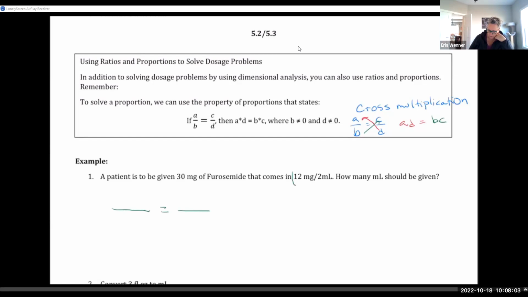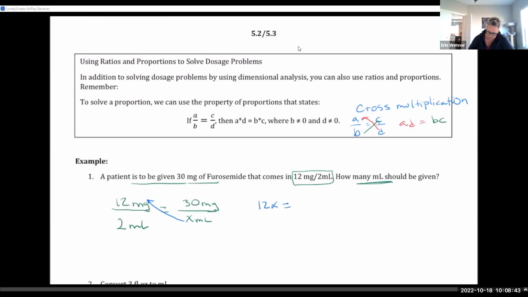So the conversion we already know is 12 milligrams per 2 milliliters. That's what we're going to start with on the left. Then on the right, we're going to put in the information that we're given about the dose. The patient is to be given 30 milligrams. Again, since we put milligrams on the top, we want to put milligrams on the top on the right-hand side. We don't know how many milliliters, so we're going to say X number of milliliters. And then we would be able to multiply here. What that's going to look like is we're going to take X times 12.